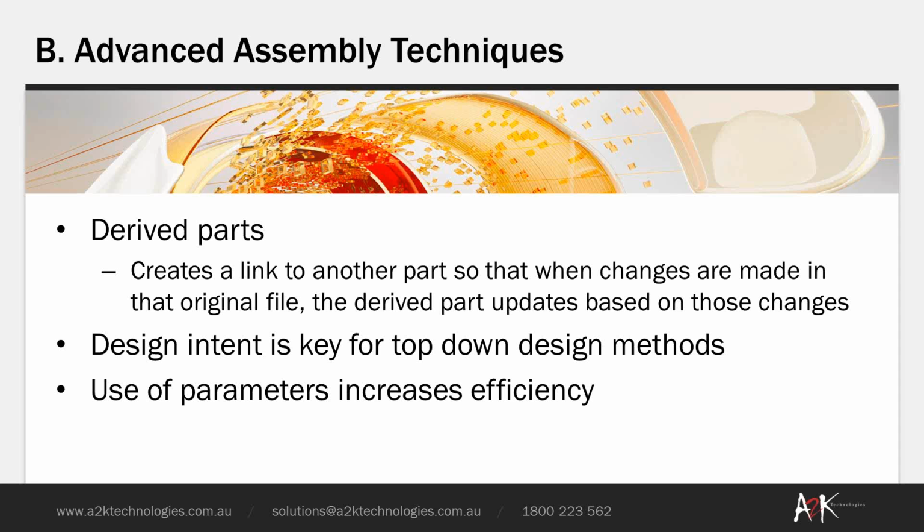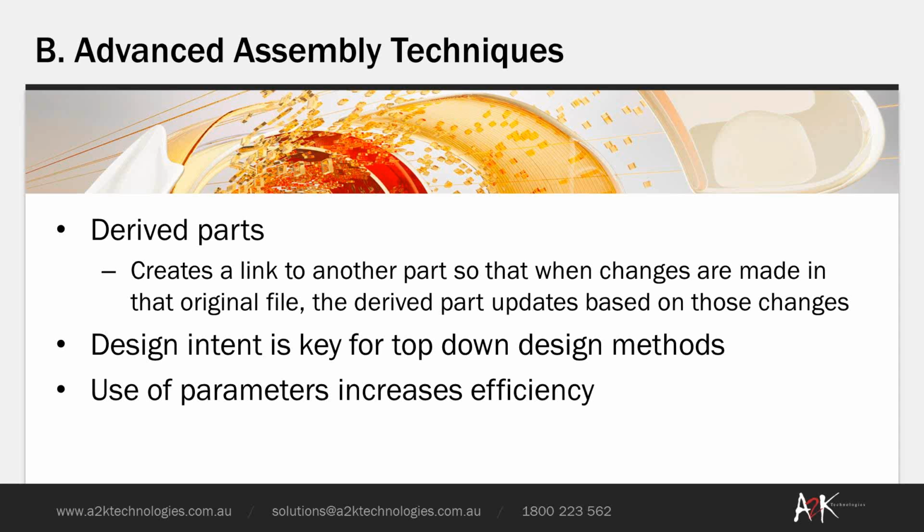It's used in designing castings and machined parts as well, where you've got different operations at different stages. For example, if you're machining something, you might want to have a block and then derive a part where your initial machining is done, and then derive another part where your holes are drilled in, and so on. As I mentioned, design intent is key for top-down design methods, and we'll look at this as well when we get into the demo.